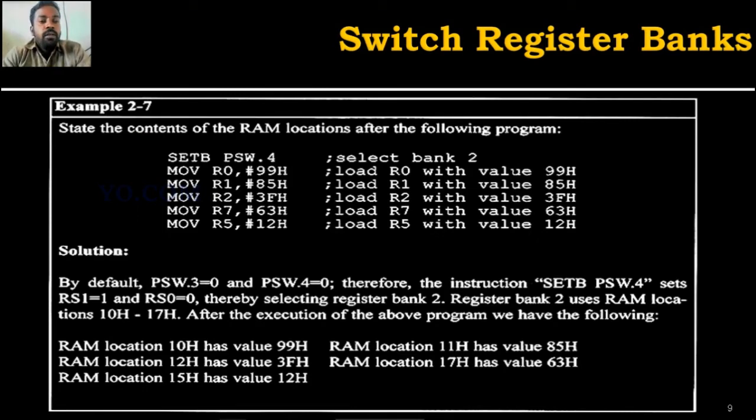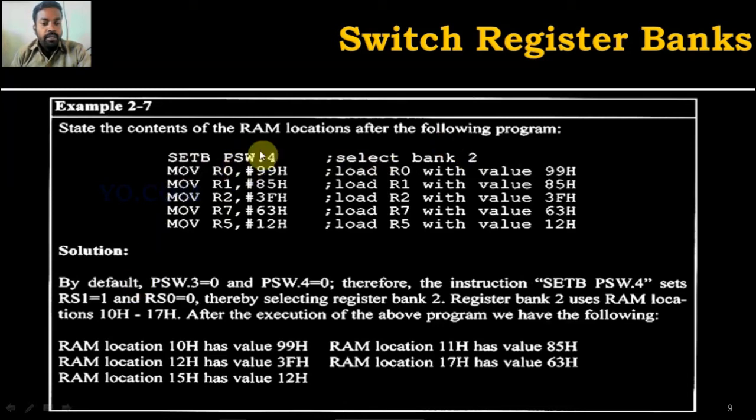The problem is: state the content of RAM location after the following program. Actually this is a program. What will happen after this program? Set B PSW 0.4, program status word 0.4. Set B means select register bank 2.